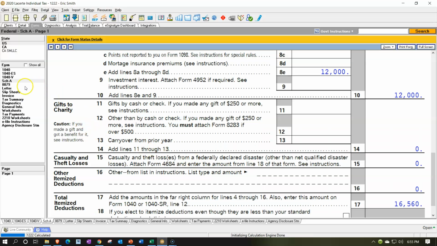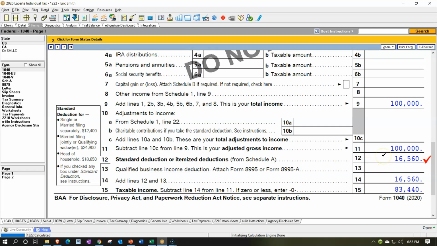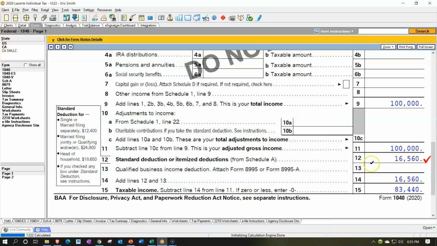So if I go back on over, this is going to feed to the first page of the 1040. First page of the 1040, and there's the 83,440. Is that what we had over here? Yeah, 83,440. So you can see how that flows forward.